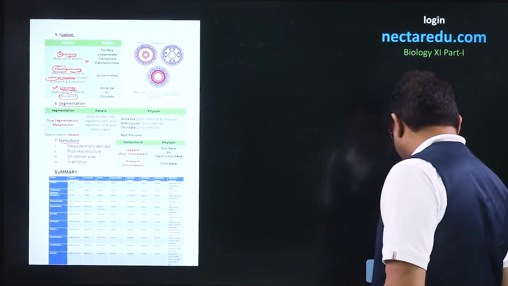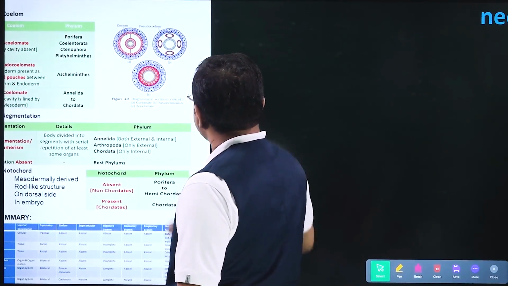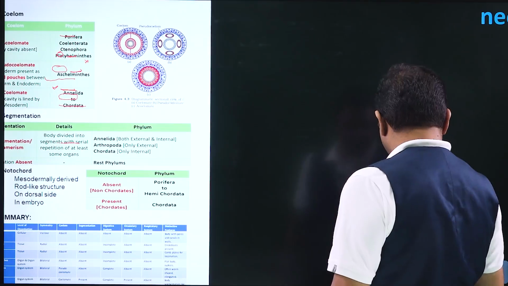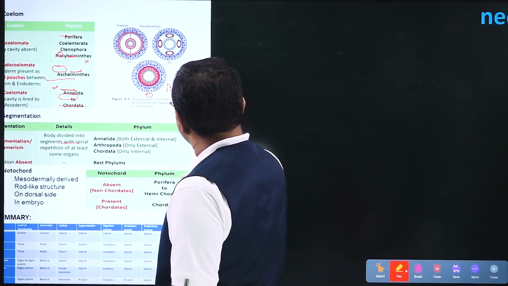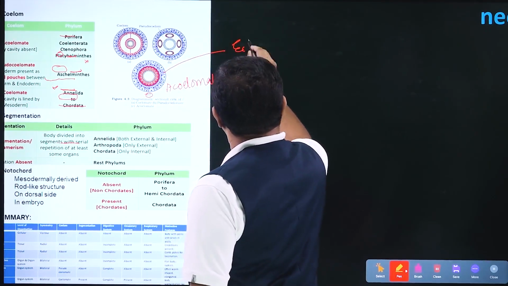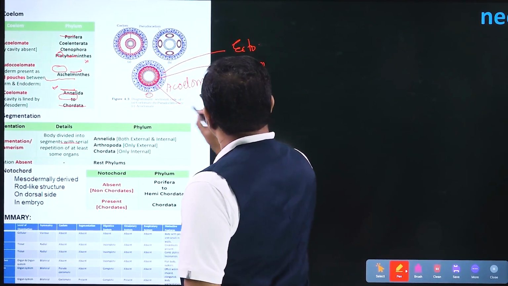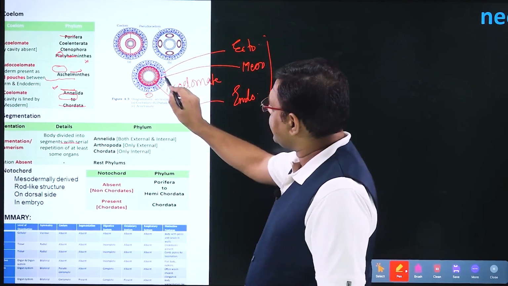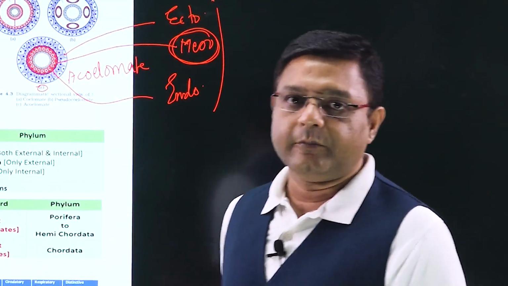Now let us try to look into this particular diagram. In this diagram, all the three conditions are given. First we will look into the condition of acoelomate. In this diagram, acoelomate, we see that this particular layer is ectoderm, this layer is mesoderm, and this inner layer is endoderm. So all three layers are present, but there is no cavity present within the mesoderm. So this will be the case of acoelomate.